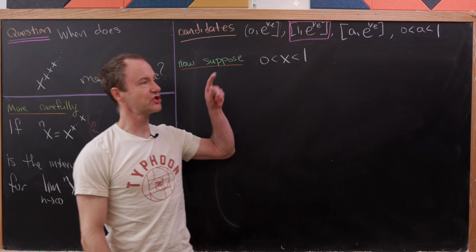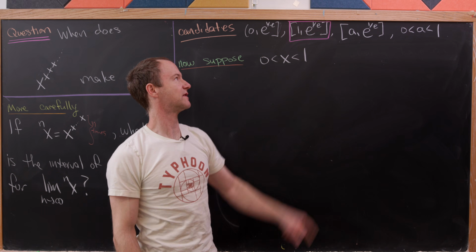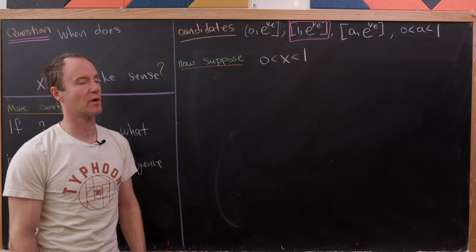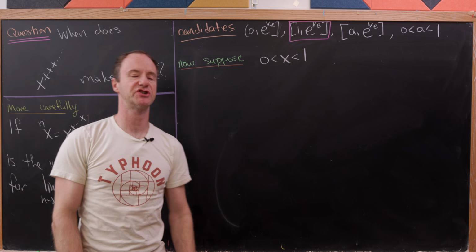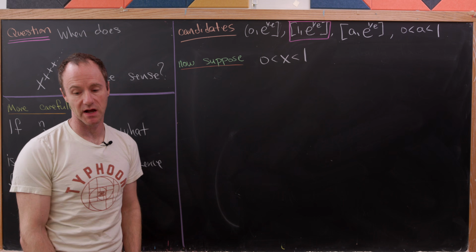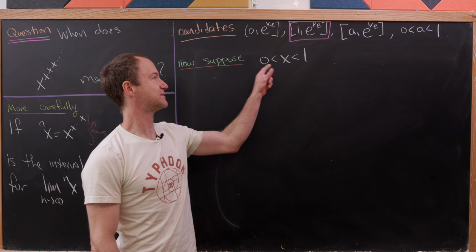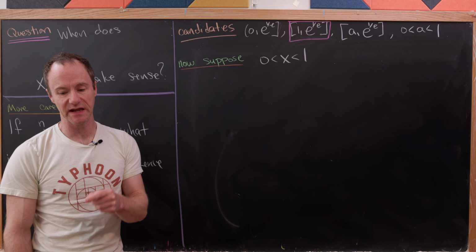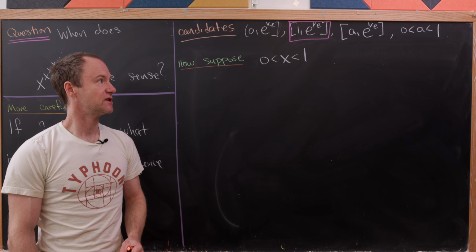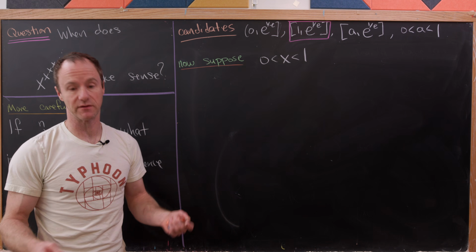Okay, so we just determined that if x is on this closed interval from 1 to e to the 1 over e, then our infinite tetration definitely converges. We used the monotone sequence theorem for that. Now we want to suppose that x is between 0 and 1 and see if we can get a condition on x so that this thing converges.